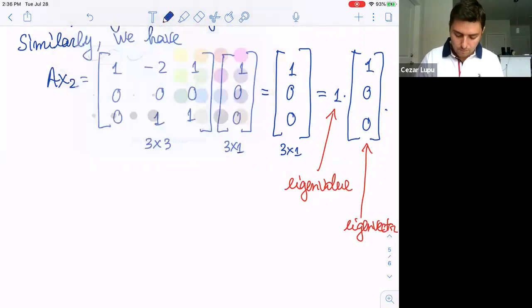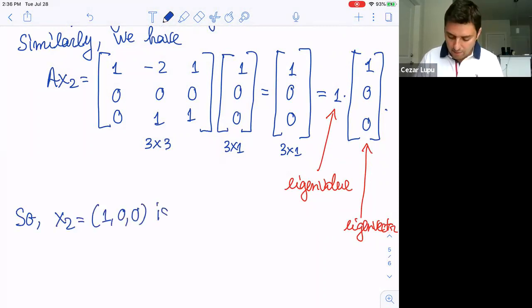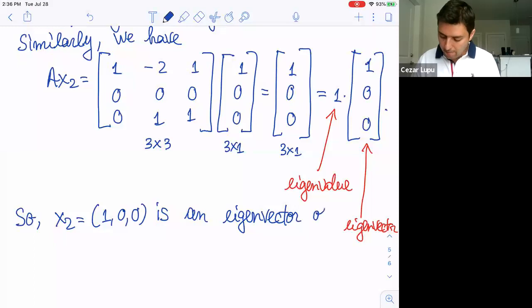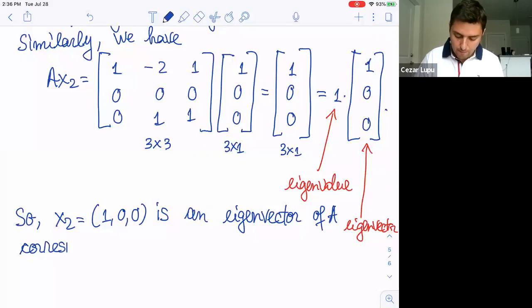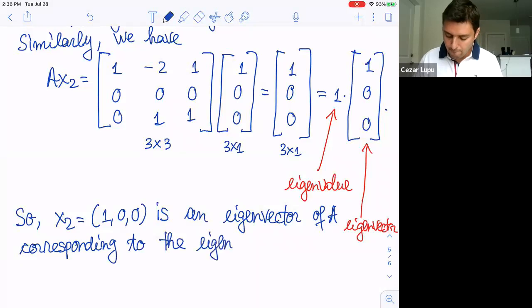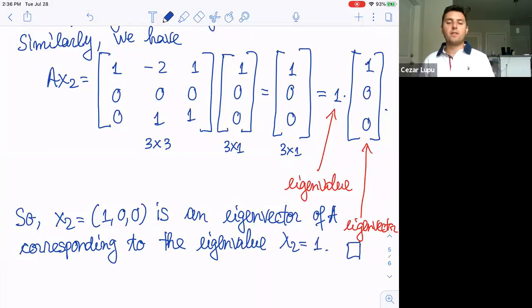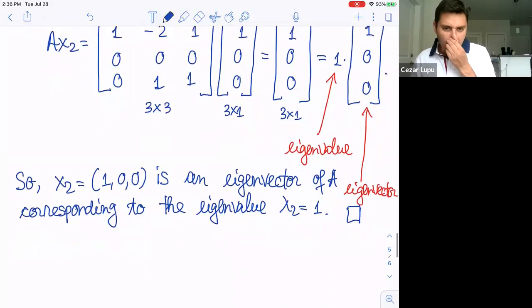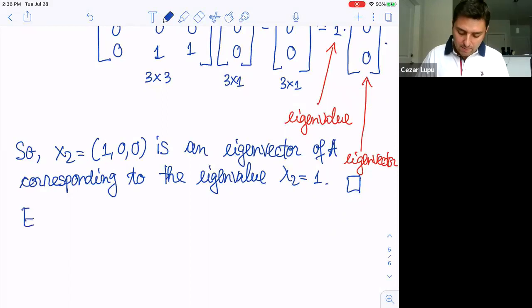So x2, 1, 0, 0 is an eigenvector of A corresponding to the eigenvalue lambda 2 equals 1. And that's it. Again, we verified that this happens. All right, now I believe this is easy at this point. It's quite straightforward. Now let's talk about the eigenspaces.